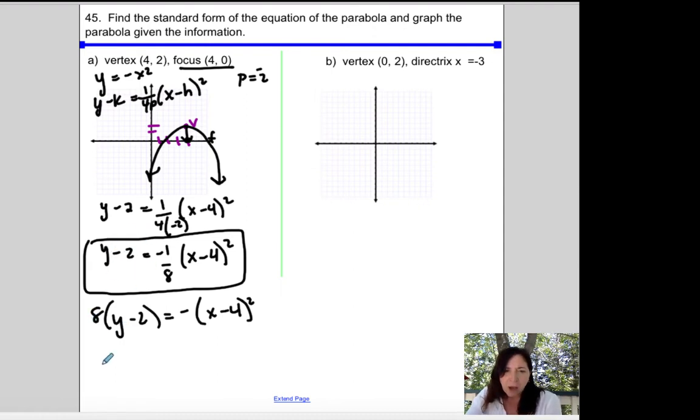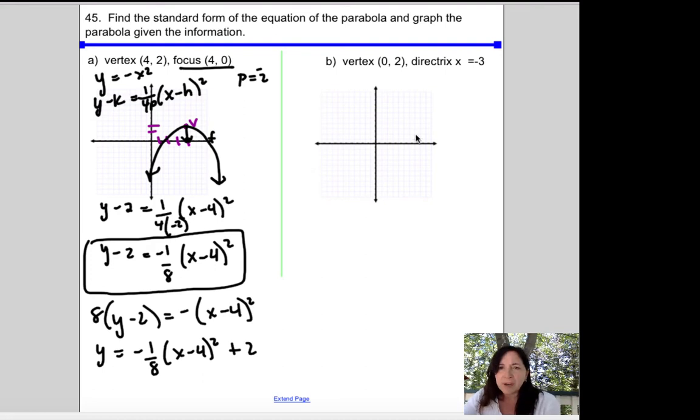Going back to the top, I could also just solve for y and have y equals negative 1/8 times the quantity x minus 4, quantity squared, and then add 2. So all three of these are sufficient. They're completely fine ways of writing the standard form of the parabola.